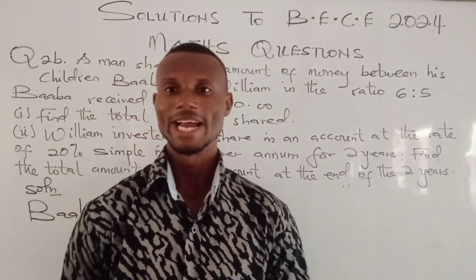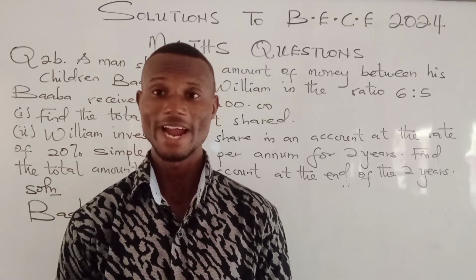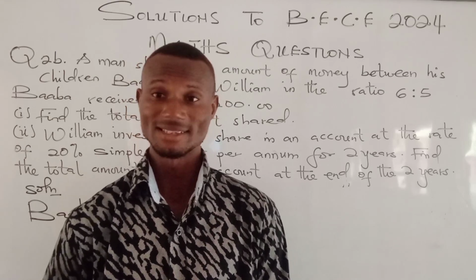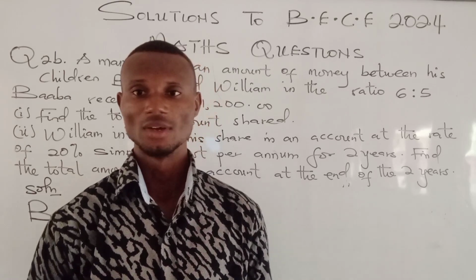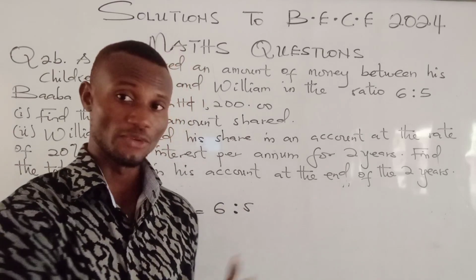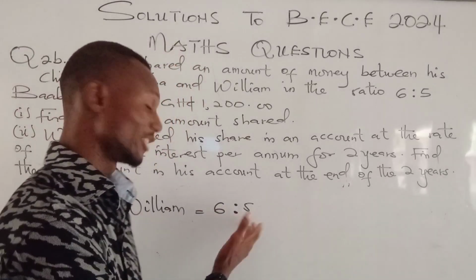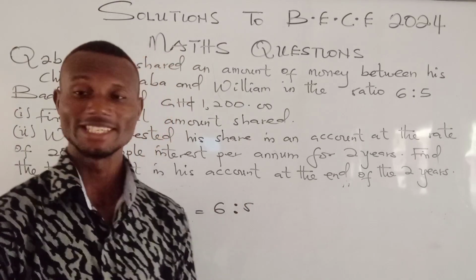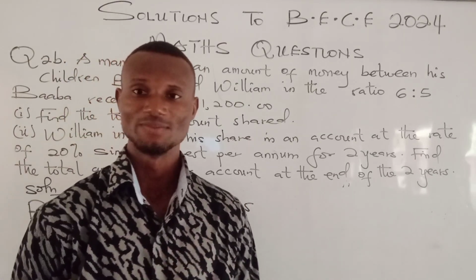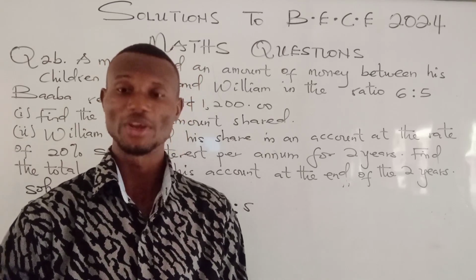Now there's something that you are supposed to know as well. Anytime you are given a ratio, go ahead and find the total ratio, because it will help you to answer the question. So for questions of this nature, when you are given Baba is to William equals 6:5, just find the total ratio and put it down. You are going to use it.